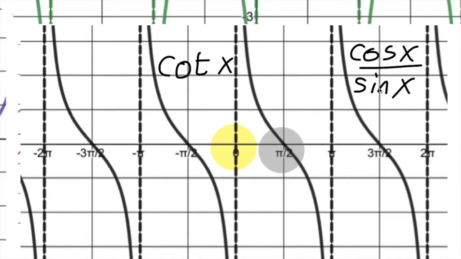So anywhere the sine graph has a value of 0, the cotangent is going to be dotted right here. Notice we've got asymptotes at -pi and pi and 0. 0, pi, 2 pi, 3 pi, 4 pi, -pi, -2 pi, and halfway in between the asymptotes, the function is equal to 0. Halfway in between, it's equal to 0. Halfway in between, it's equal to 0.